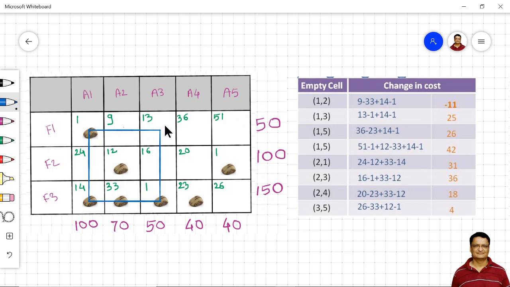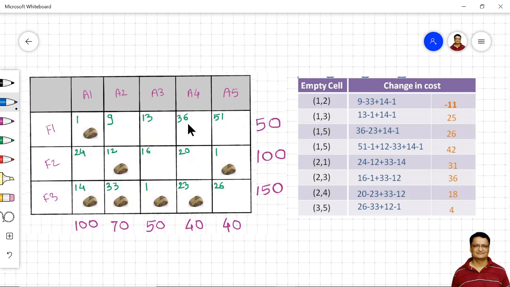Now it is time to allocate the values. So plus 1, minus 1, plus 1 and minus 1. So it is plus 13, minus 1, plus 14 and minus 1, and that gives me the value of 25. So the meaning is that if you allocate 1 unit at this empty cell, the total transportation cost will increase by 25.